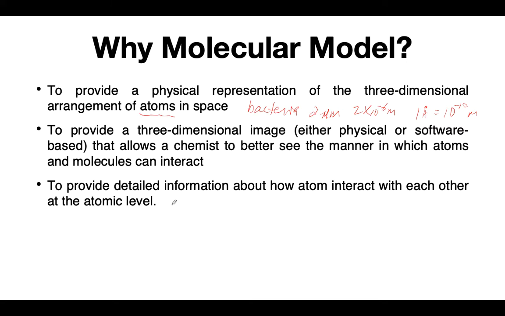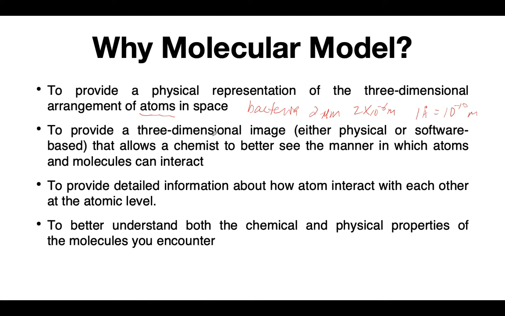And the molecular model can also provide detailed information about how atoms interact with each other at the atomic level. You will see more examples later on when we talk about how the polarity of the bond or the molecule can affect the physical properties of the molecules. There you can see how those atoms interact with each other. And also the molecular model can help us better understand both the chemical and the physical properties of the molecule. We will focus on this later on.